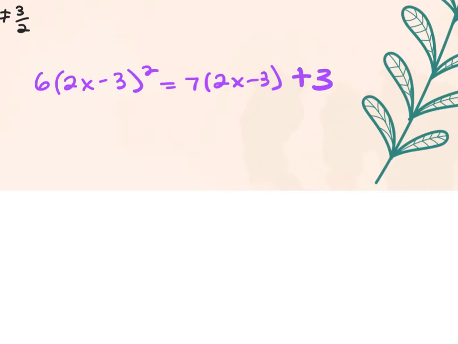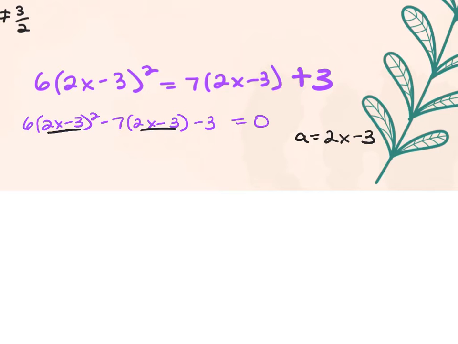So I would get everything to one side. I would do 6(2x minus 3) squared minus 7(2x minus 3) equals 0. I'm moving everything to one side to set up my factoring. Then I'm going to say, this and this are the same expression. The first is just squared. So let's make that A. A becomes 2x minus 3. Remember, the 1 in the middle becomes my A. So this becomes 6a squared minus 7a minus 3. A lot easier than 24 and, I don't even know, 36, right?